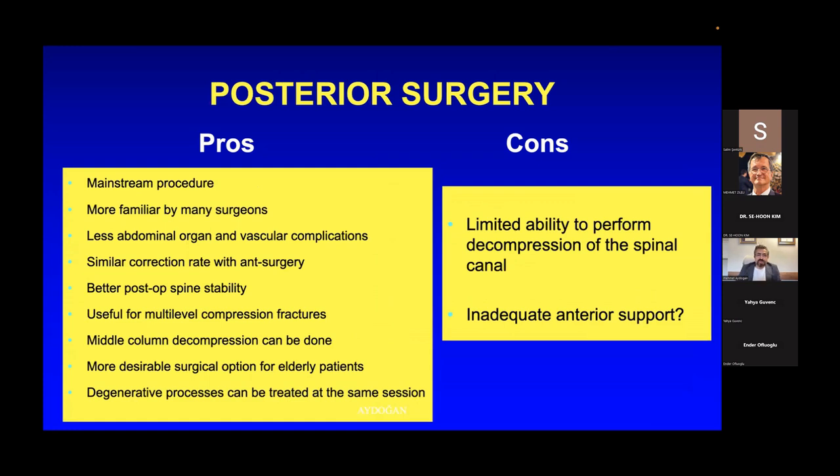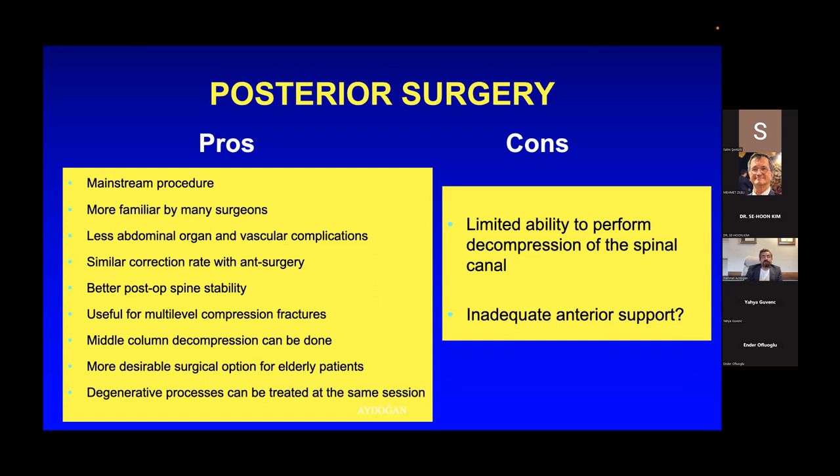So posterior surgery is currently the mainstream procedure of the osteoporotic vertebral fracture treatment approach, more familiar to many surgeons, and we have seen fewer abdominal organ and vascular complications. And it has a similar correction rate to anterior surgery. Yeah, we can correct the deformity like anterior surgery.